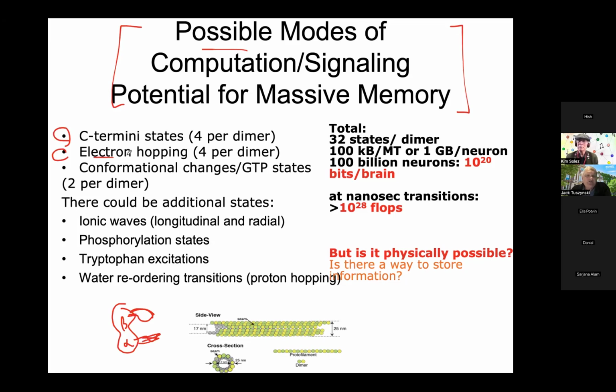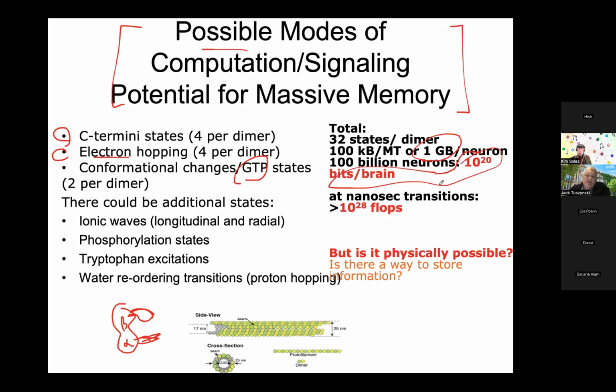There could be also electron hopping. We know that there are conformational changes triggered by GTP hydrolysis, again, energy states, and some other ones. But even if you just count these ones, you end up with something like a gigabyte of information per neuron and 10 to the 20th bits of information per brain that can be stored in microtubules this way.